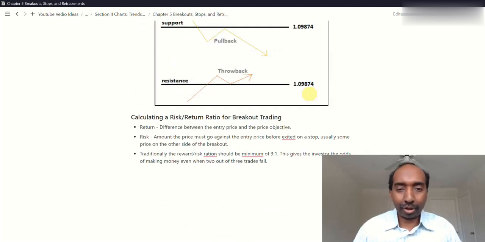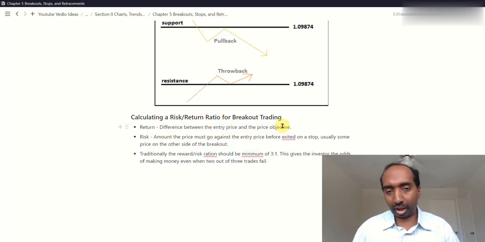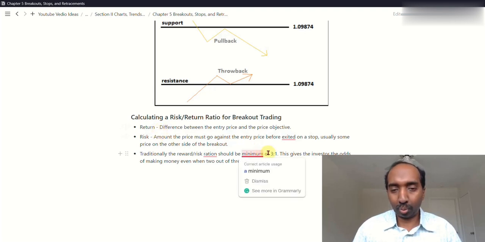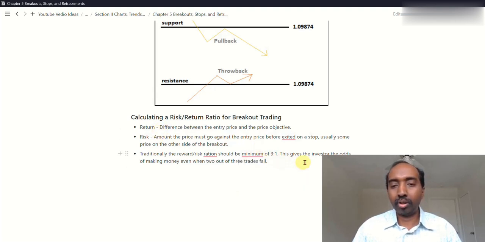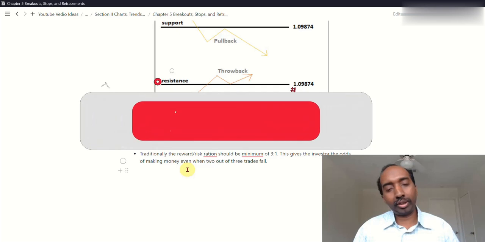Calculating a risk return ratio for breakout trading. Return, what is a return? The difference between the entry price and the price objective. What can be our objective? Any target price. Risk is the amount the price may go against the entry price before being exited on a stop, usually some price on the other side of the breakout. What should be the ratio for risk versus return? It is 3 to 1. Why 3 to 1? This gives the investor the odds of making money even when 2 out of 3 trades fail.